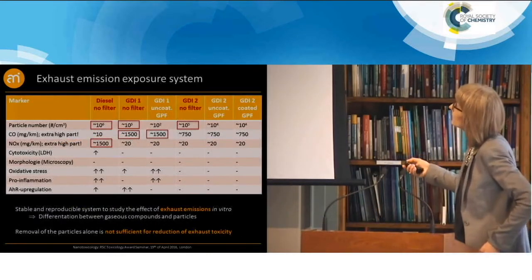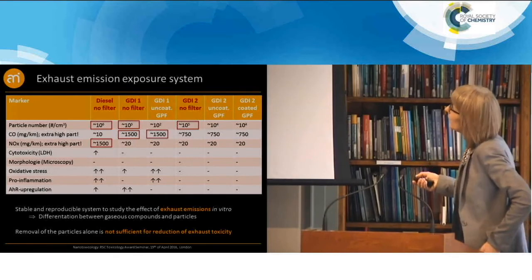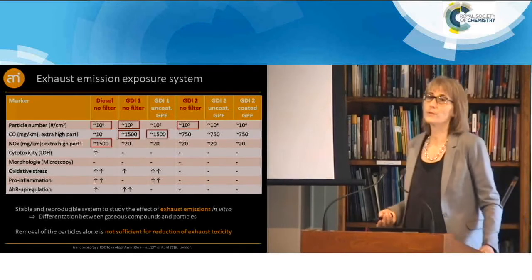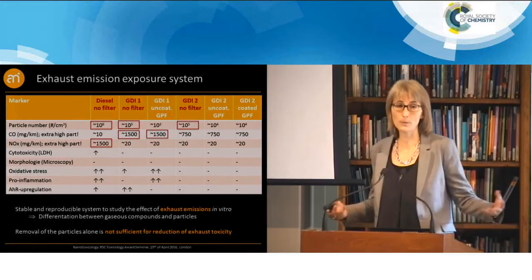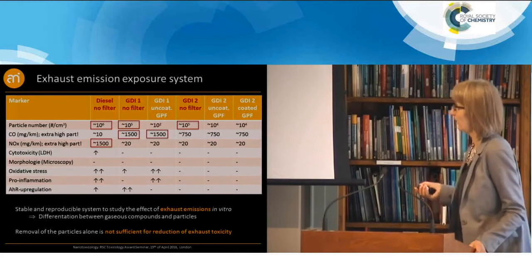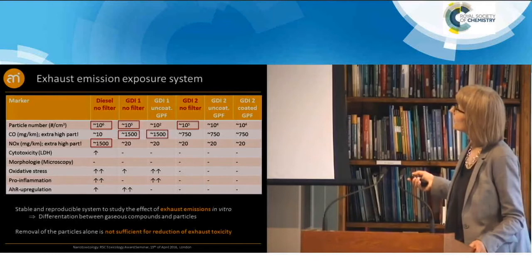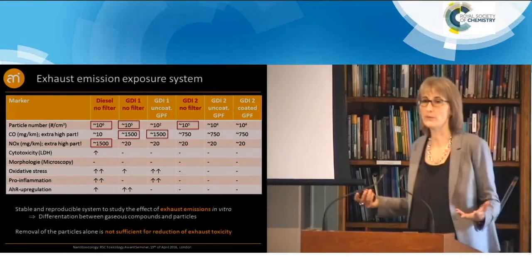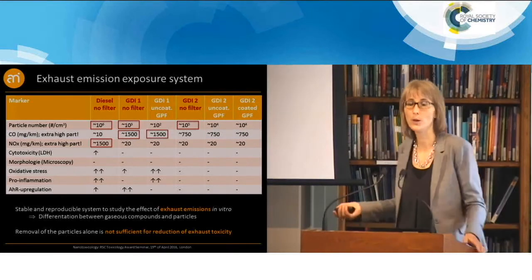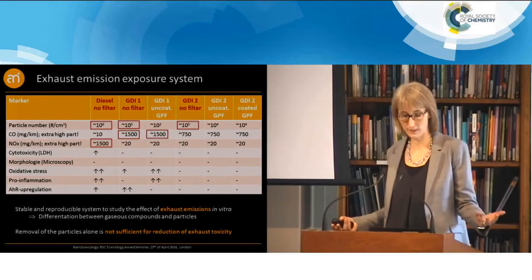So these are in red all the cars with no filter. You see a high particle number. But you also need to consider, of course, the volatile compounds, so carbon monoxide, NOx, which was also discussed a lot in the past. And these components are also very high, and you see that also if the volatile compounds are high but the particle numbers low, you also have a lot of toxic effects, acute effects.